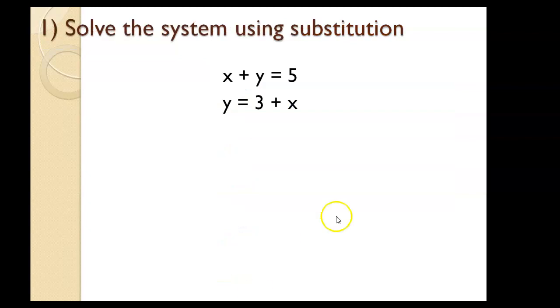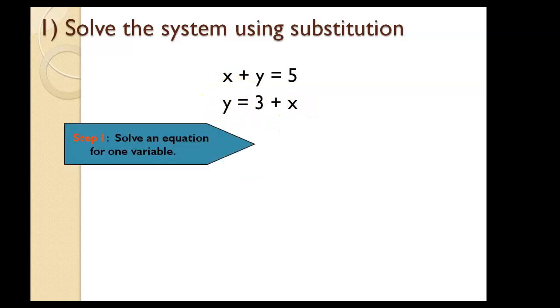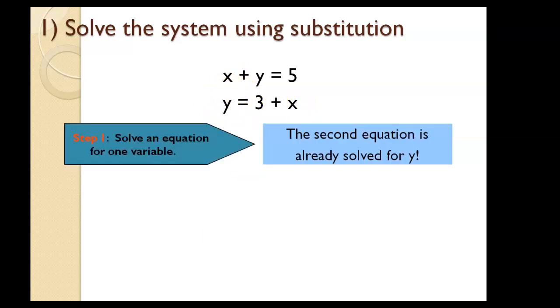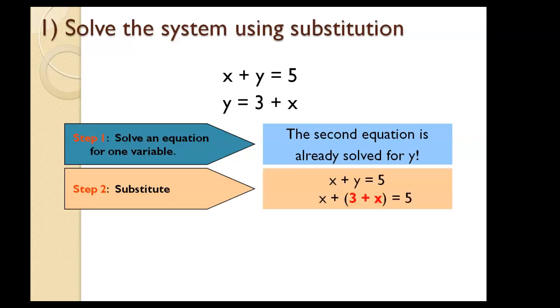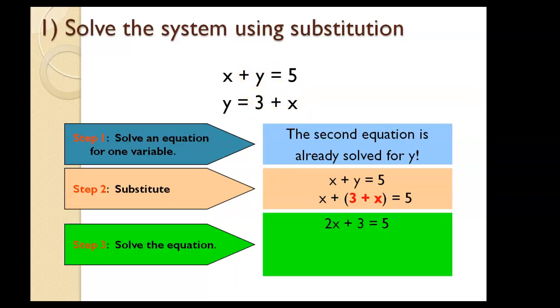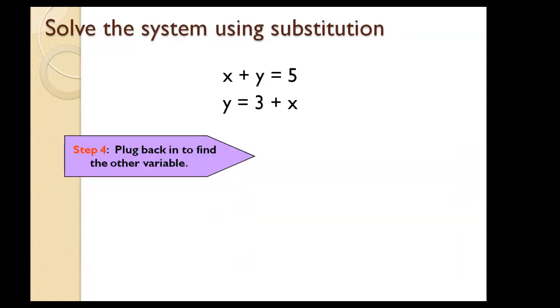So let's take a look at this example. y equals 3 plus x. This one is already solved for y. So I will use that equation in step 1. It's already solved for y, so I will just substitute it into the first equation. As you can see, in place of y, I substituted 3 plus x. And when I solve that equation, I end up with x equals 1. Now I take x equals 1 and plug it into one of the original equations, and the easiest one is the first one.